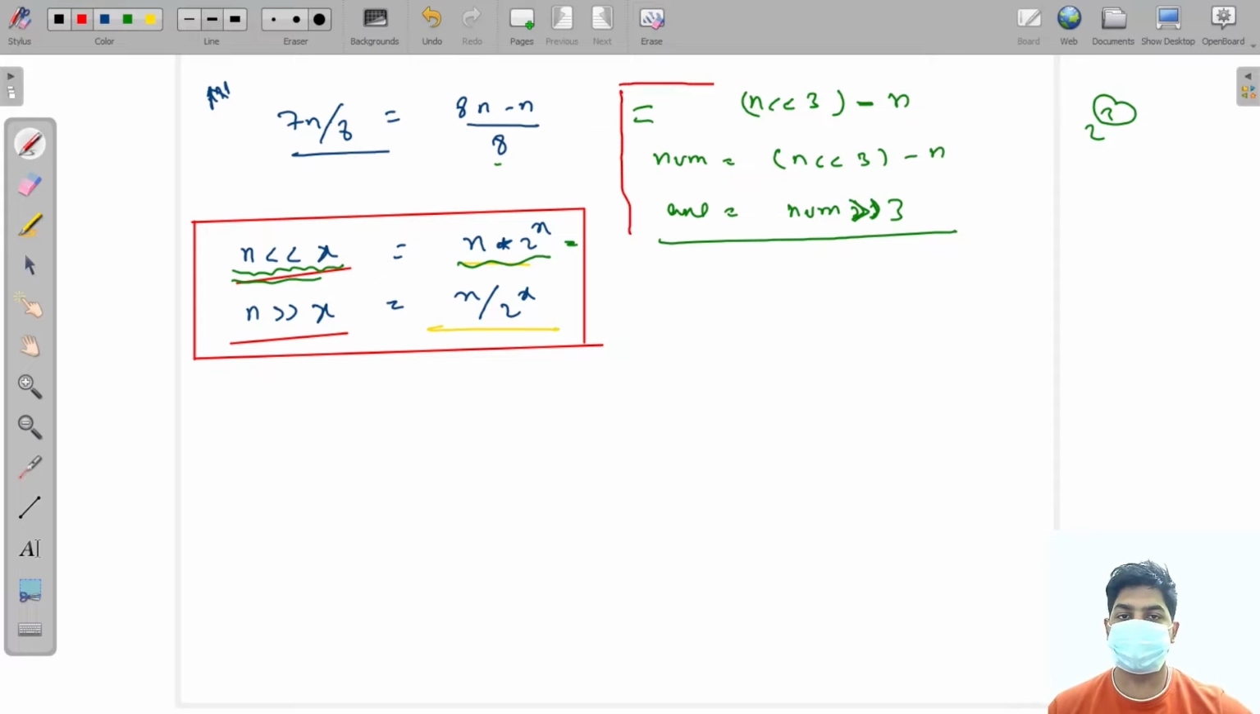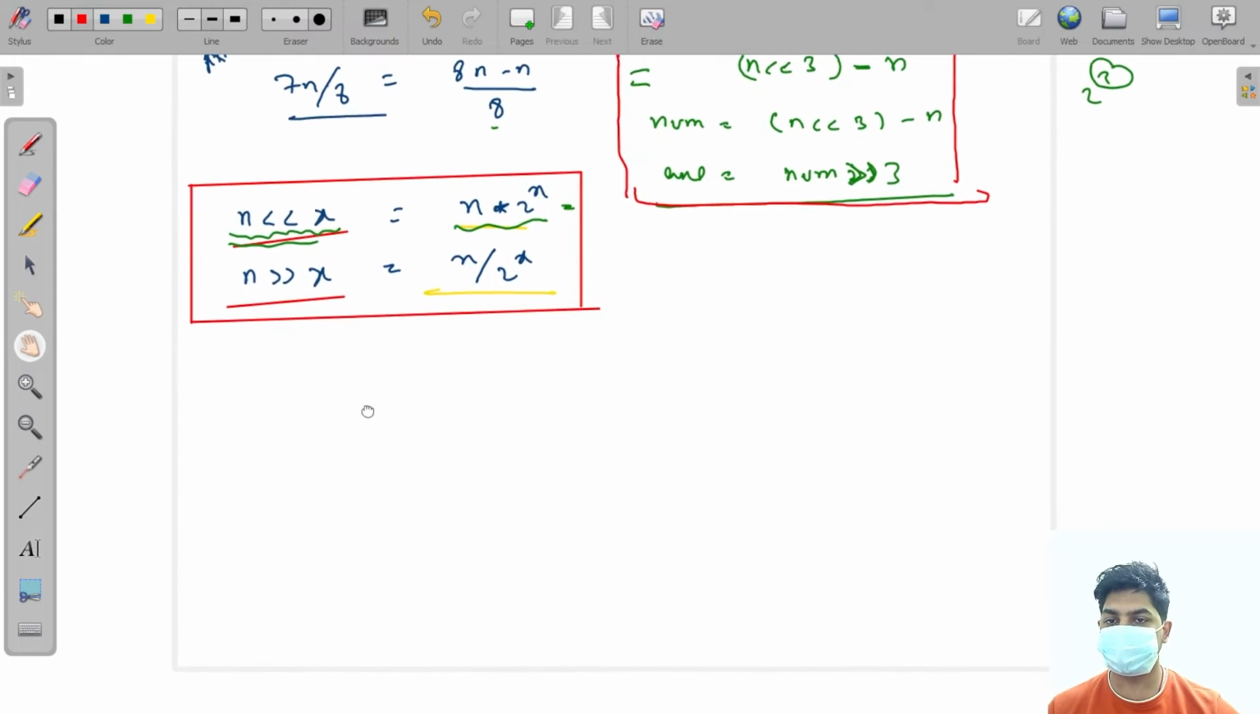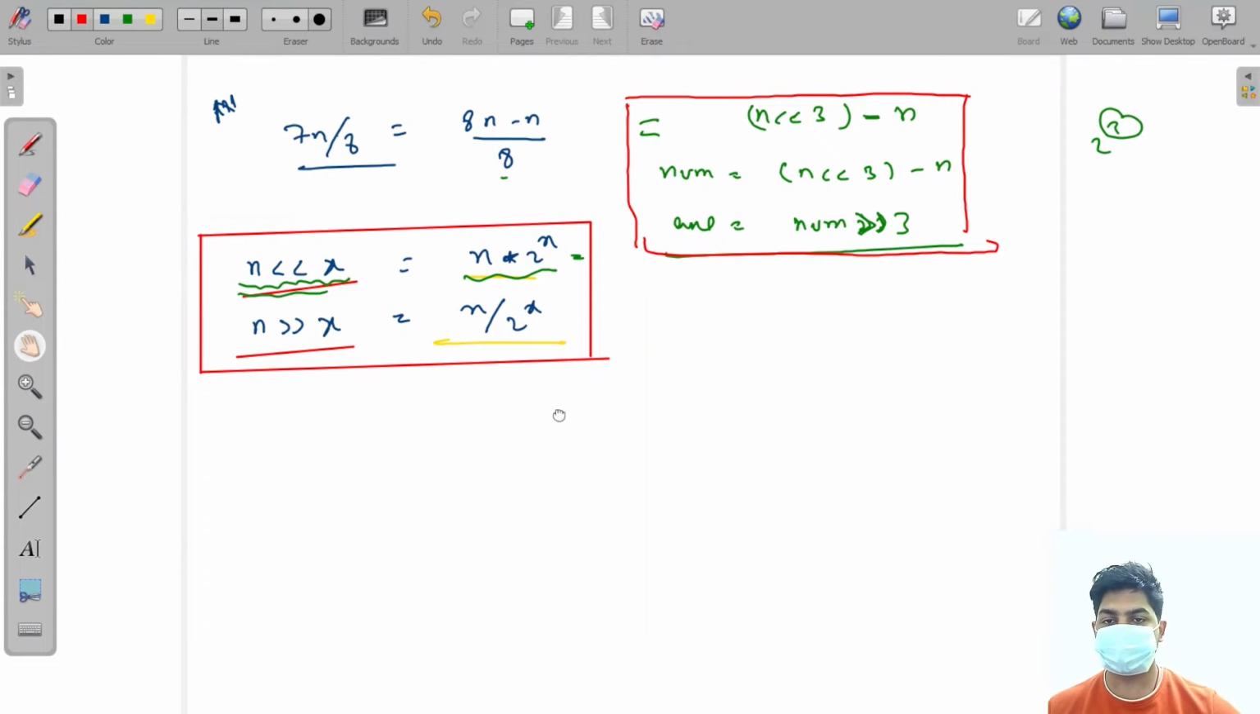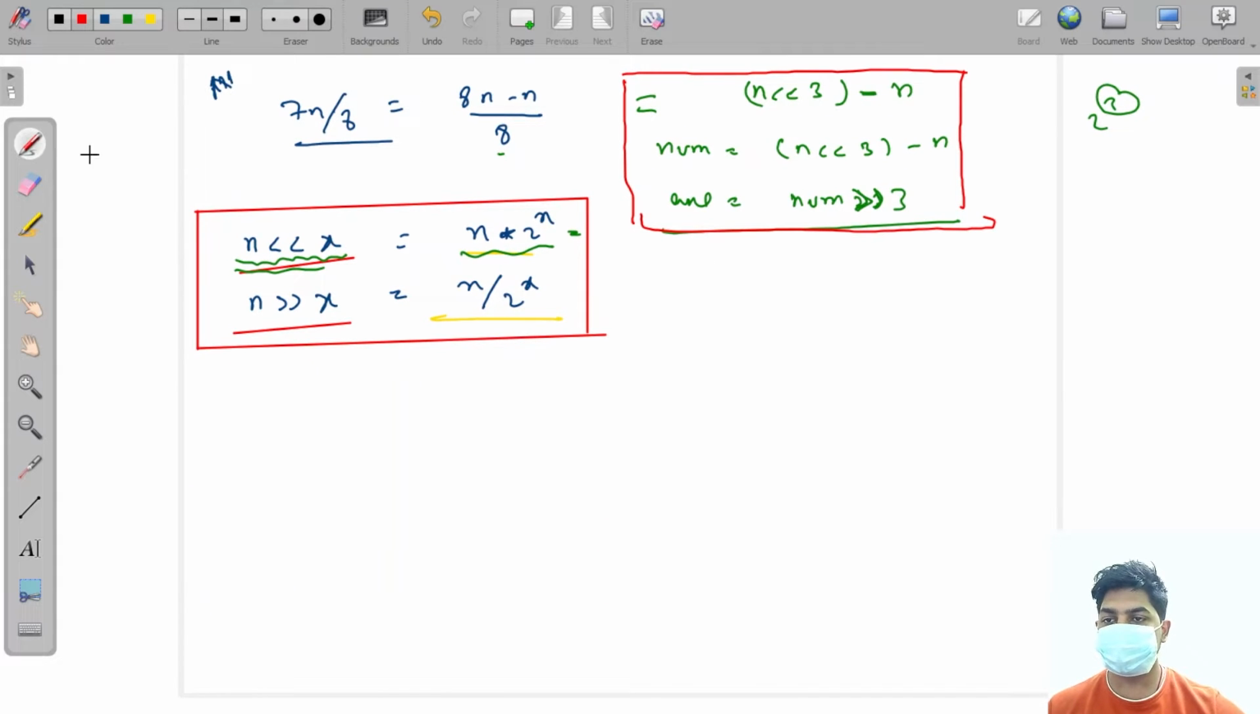But for now, let's understand how this is working and how it is equivalent to that. We know this formula, so we'll move on to the coding part a little later. Before moving to the coding part, let's understand these parts.